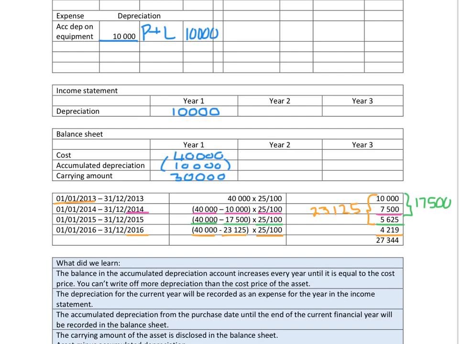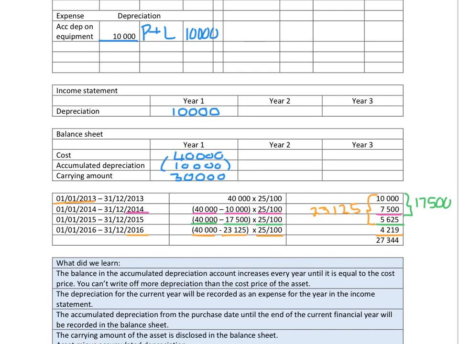If I look at these calculations now, I can see that every year the depreciation decreases. So the first year it was 10,000, second year 7,500, 5,625, 4,219. So because we are working on the reducing balance, we subtract the accumulated depreciation until the end of the previous year. This amount will decrease every year.